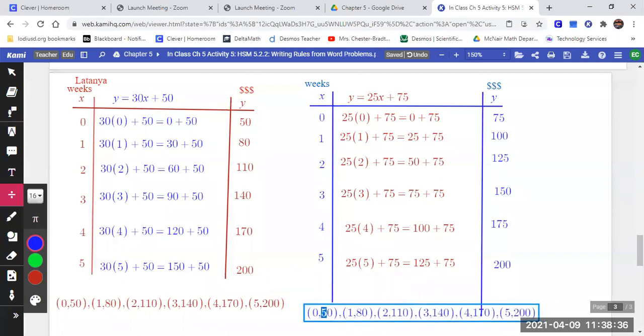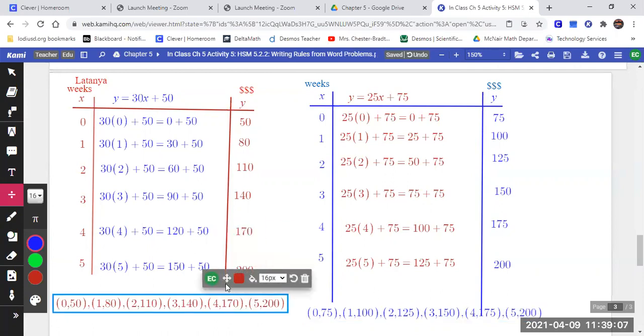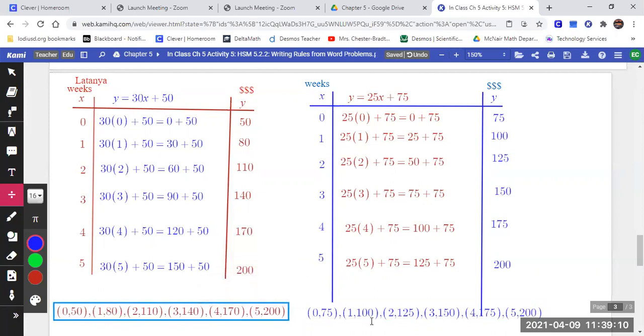George did not have 50 at the beginning. He had 75. Oops, sorry. His first week, he had how much? His second week, he had? Okay, so all I'm doing is changing these to George's numbers that are the Y column of his table of values, up to 5, 200, okay? Because work smart, not hard. You don't have to retype the list if the X's were the same. You just have to change the piece that was different.